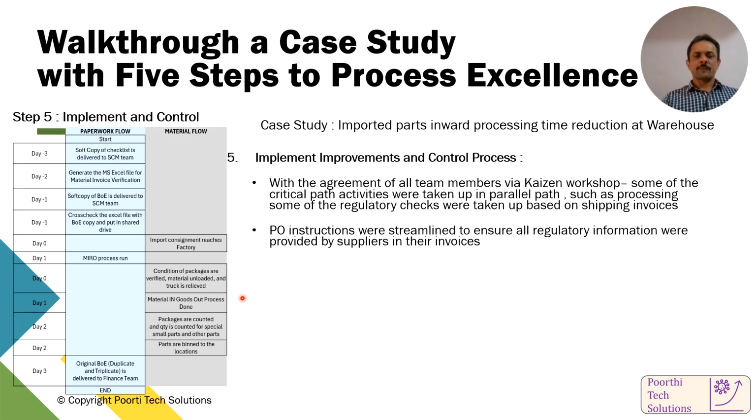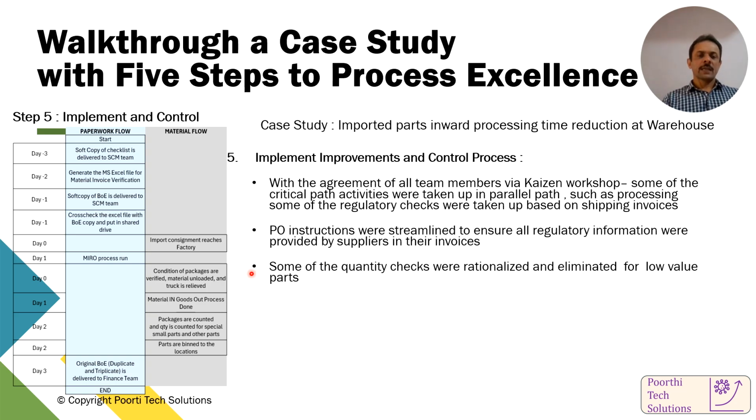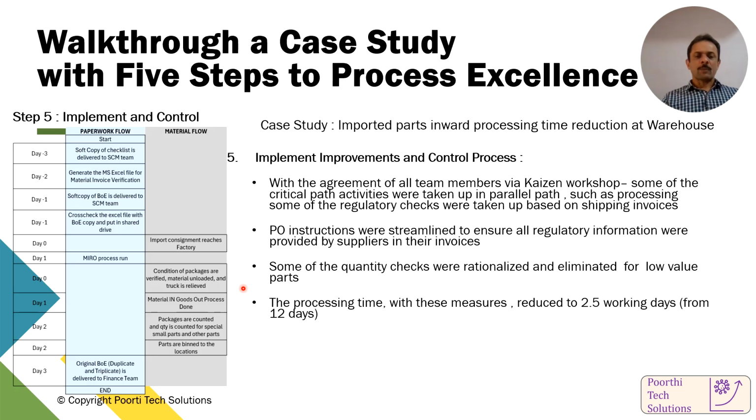So this was one, the parallel pathing. And then the PO instructions were streamlined to ensure all regulatory information was provided by suppliers accurately in their invoices. Some of the quantity checks were rationalized and some eliminated for low value items. The processing time with these measures with the next set of parts was reduced to 2.5 working days from 12 days.